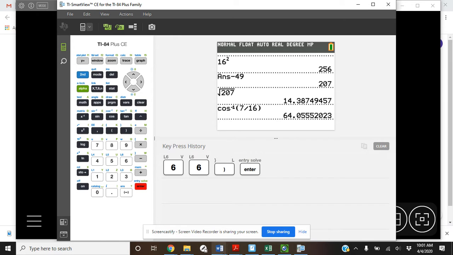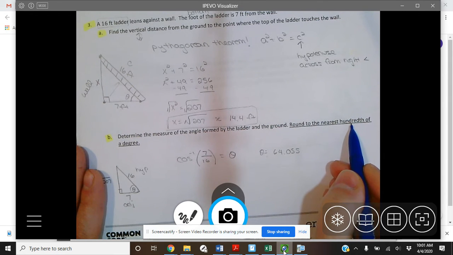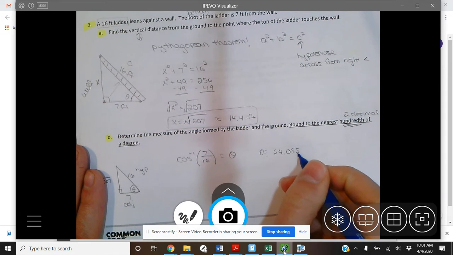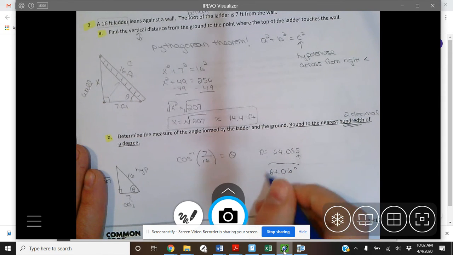64.055. Now on these, they actually gave instructions as to what to round to. They wanted it to the nearest hundredth of a degree. The hundredths place is 2 decimal places. So that means you have to look all the way to the third decimal to see whether you round up or down. So it's 0.55. The third decimal place is a 5, which means you round up to get 64.06 degrees for theta.